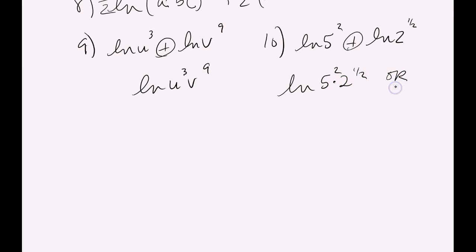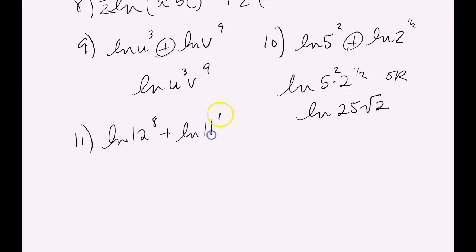I'm going to put or. I probably would have actually gone ahead and done that as a 25, and then I probably would have written that as a square root of 2, but honestly, these are the same, and you can do either one, okay? This one, natural log of 12 to the 8th plus natural log of 11 to the 4th. This is a plus yet again, so we're going to multiply. Now this one I am not going to work out the math because I don't have a calculator and I am not going to waste my time.